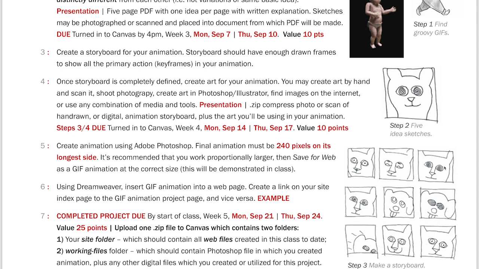Step number 4 is to create the artwork for each of your frames in your animation, and that can be an Illustrator file, it can be a Photoshop file, it can be a collection of separate images, but you are going to turn all this in a zip file uploaded to Canvas, and there will be a turn-in link under week 4 for that. And so for you guys, that'll be due Monday, September the 14th, and it's worth 10 points, so definitely worth spending the time on.